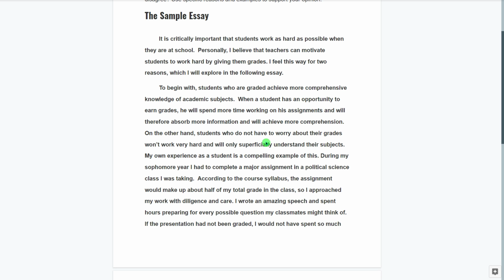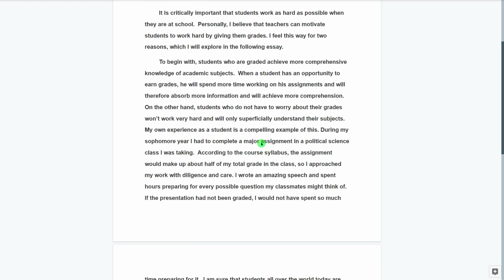I guess I used one challenging word, superficially. That's a pretty advanced phrase. But there's only one so far in this essay, so I'm playing it safe. After that explanatory part, I get to the transitional sentence. My own experience as a student is a compelling example of this. This transitional sentence serves as a bridge between the explanatory sentences and the personal example.